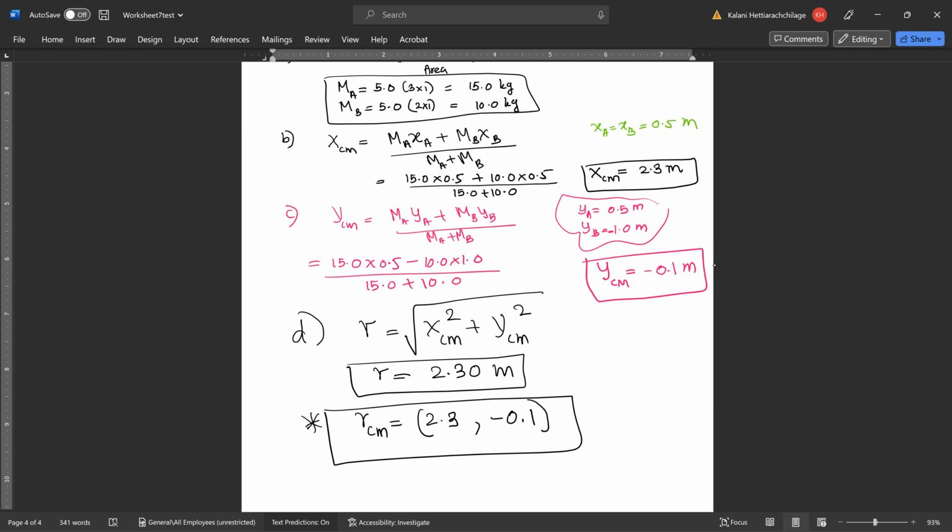Now in this calculation, you see, since I have 2.3 and 0.1, 0.1 is a very small number. That will give you almost my center of mass in the x direction, right? But it's very close to 2.3. Okay, so that's it for this worksheet, and let's stop here.